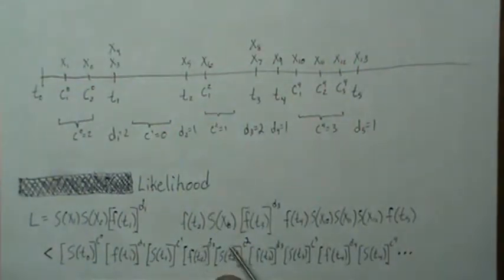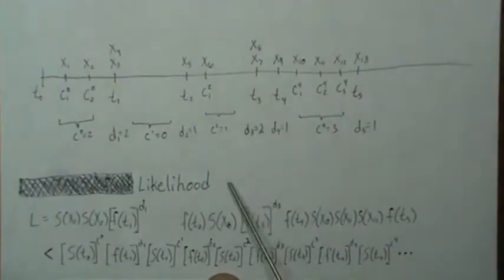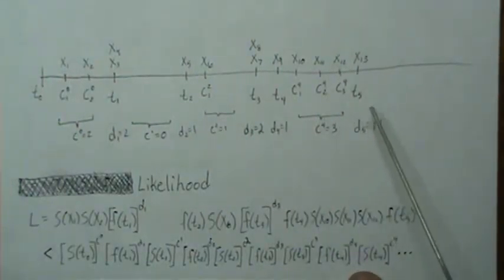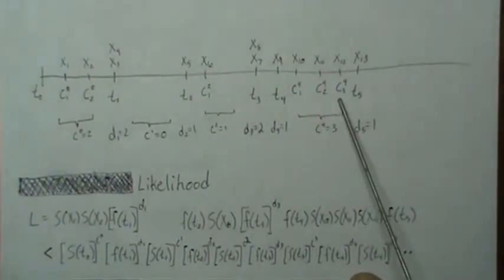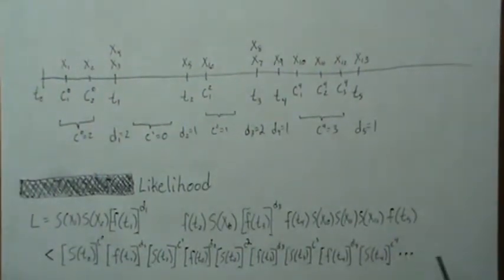Here we move it back. So this is X6, which is here. We move it back to T2 and raise it to how many there are. C2, F of 3. F of 4, so here's the censoring between those two. There's nothing, so it doesn't contribute. There's three of these, so we move these censored values back to T4 and raise it to that many. And we just keep going on and on and on.